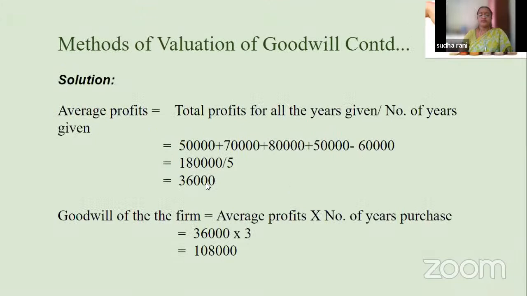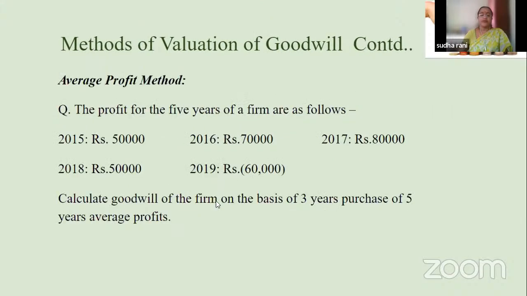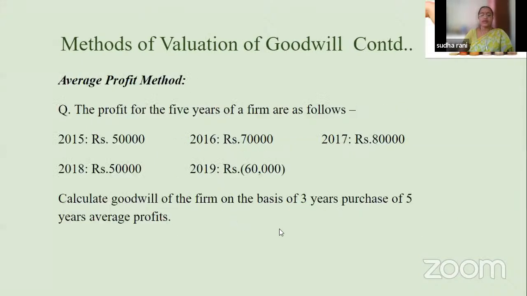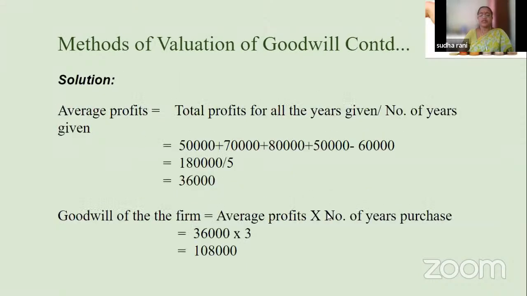By 5, since the number of years given are 5. Even if 1 year is loss or 2 years are loss, you should take all the years given. Loss years also are to be included. So 5 years are given, 1 year is loss, but while dividing you should take 5 years. So what is the average profit we got? 36,000. Now, we asked you to calculate on 3 years purchase of the average profit. So average profit is 36,000 into 3, number of years purchase 3. So goodwill of the firm is 1,08,000.